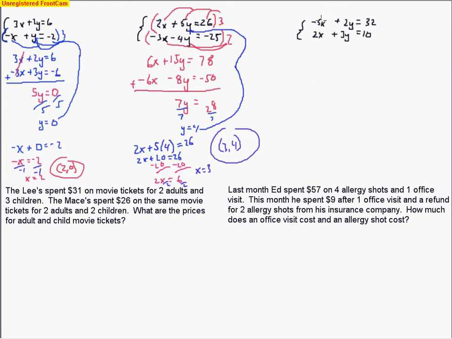So this next one, same sort of thing. I've got opposite signs here. I could multiply by a smaller number if I use this one, or I could just multiply by 1. That's a little bit bigger, but the signs are already the opposite. So I'm going to try that. I'm going to multiply this one by 2, every number there by 2, and that gives me negative 10x plus 4y equals 64.